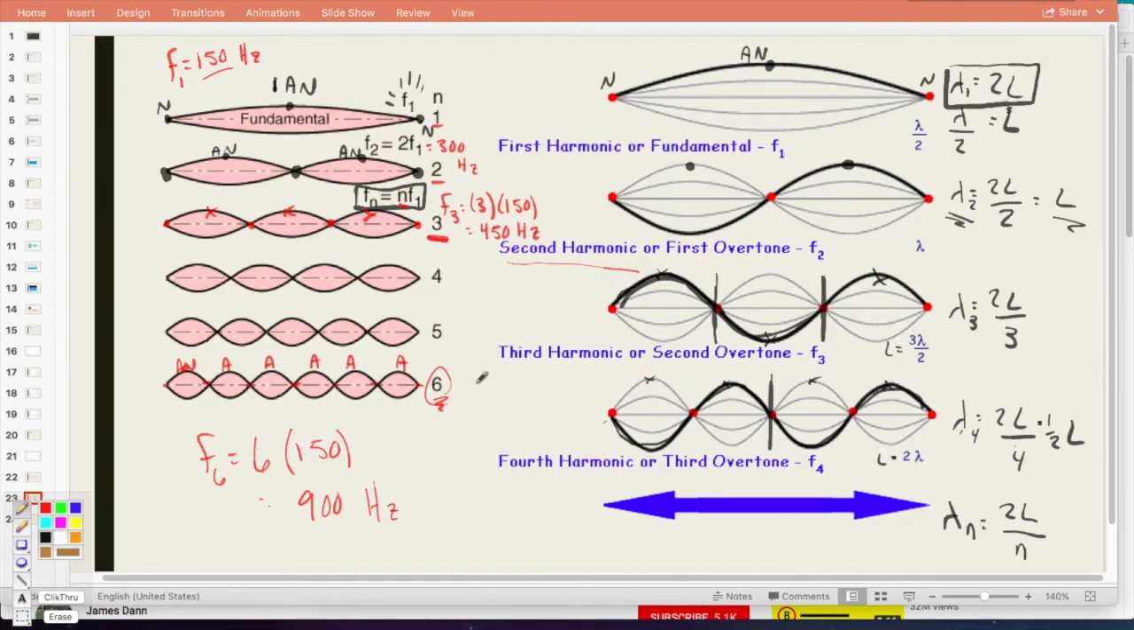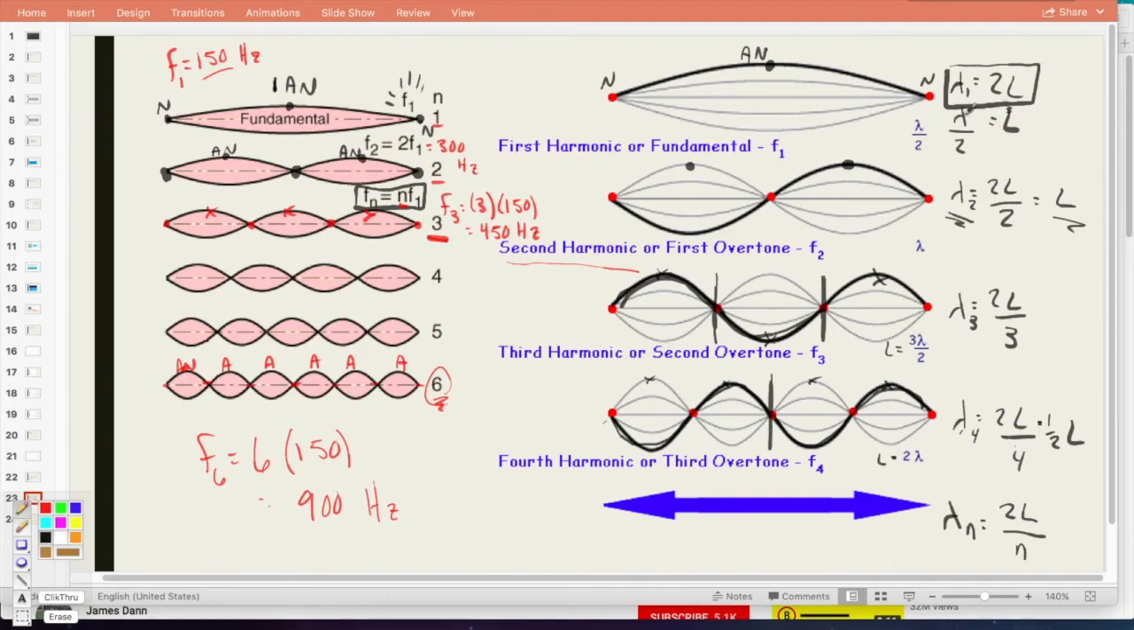You can see that all of my even-numbered harmonics are going to involve complete wave cycles. There's one complete wave cycle. In the fourth harmonic, there are two complete wave cycles. However, all the odd-numbered harmonics in this case are going to involve fractional wave cycles. This only has half a wave cycle. This has 1.5 wave cycles. And that's what these equations are getting at.